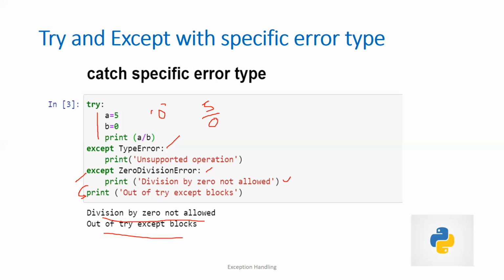But if I use 5 and 0 as strings here, then it will give me an unsupported operation. This line will not be shown. The output section will show the unsupported operation. And of course the last line, out of try except blocks, will be the same.